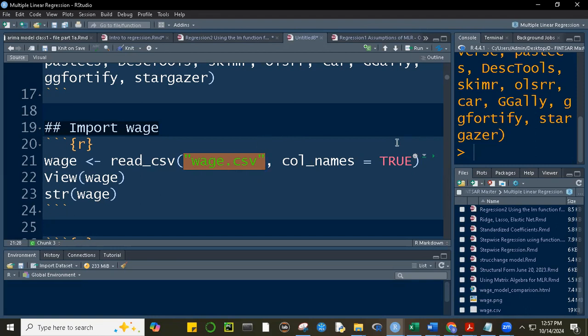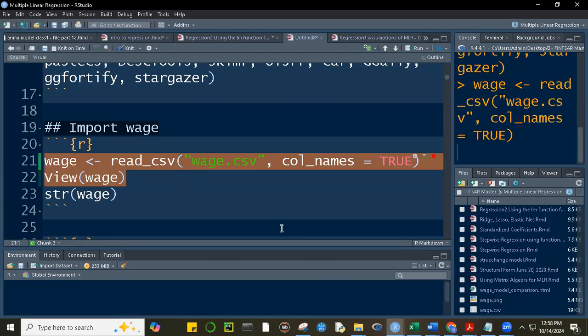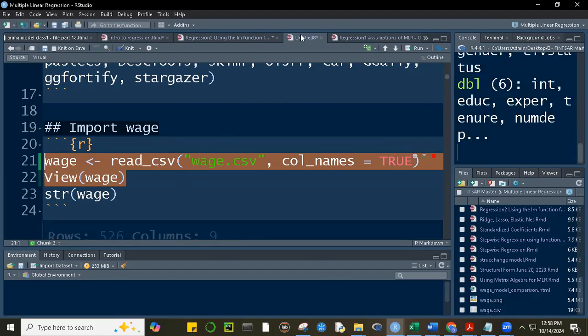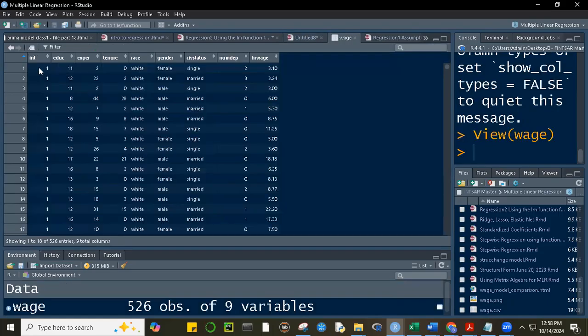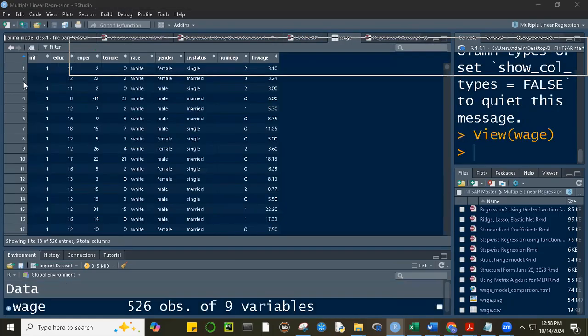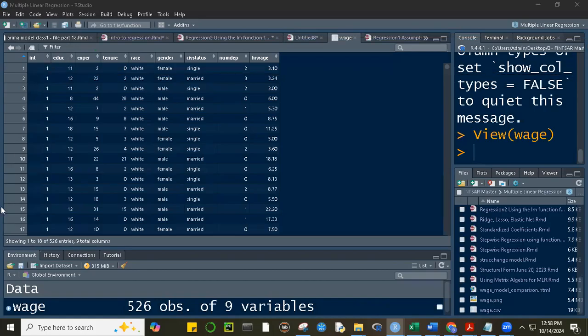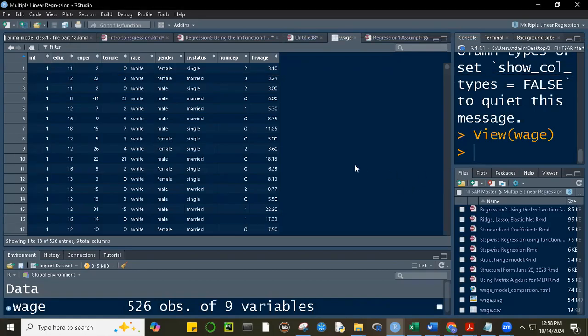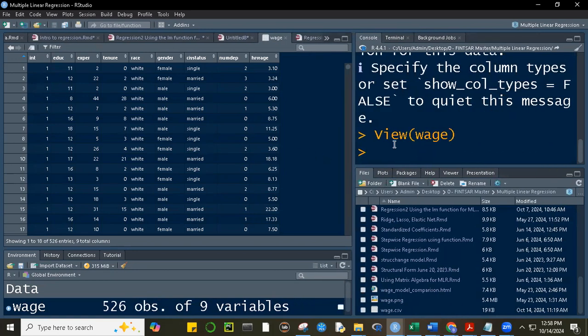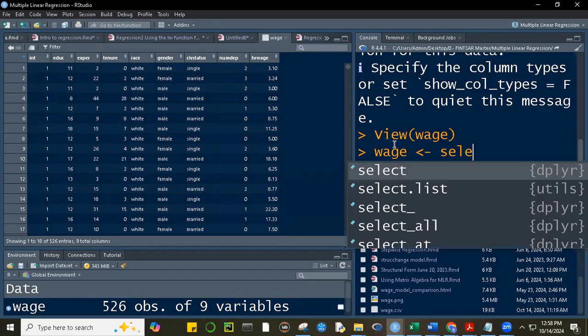Okay, then we have to identify that this file has columns. So I'm going to run this, control enter. You have a print. Okay, so these are, oops. There's an extra integer here. I'm just going to delete this class. So wage, and then minus, I'll just use select.